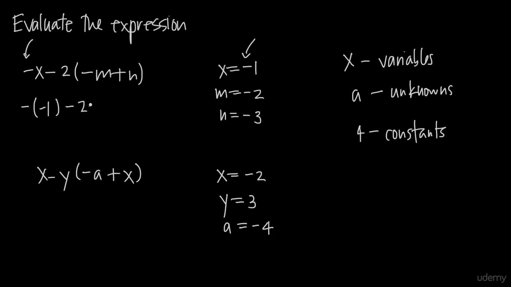Then we have a minus 2, and then parentheses around negative m plus n. For negative m, again, we need to keep this negative sign and this negative sign. So we'll have a negative 2 when we put parentheses around the m, and we plug in this negative 2 value for m. And then we want to plug in negative 3 for n, so we'll say plus, and then in parentheses, negative 3. And now that we have everything plugged in, it's just a matter of order of operations.